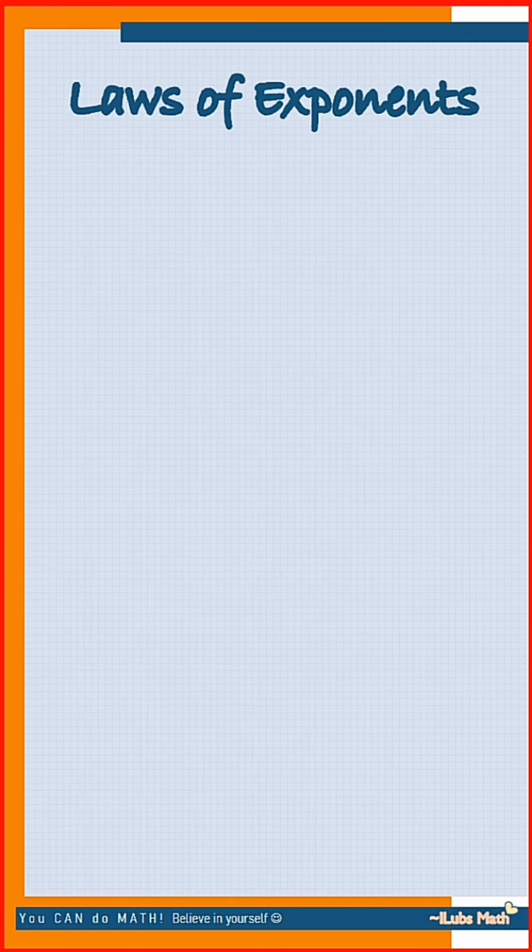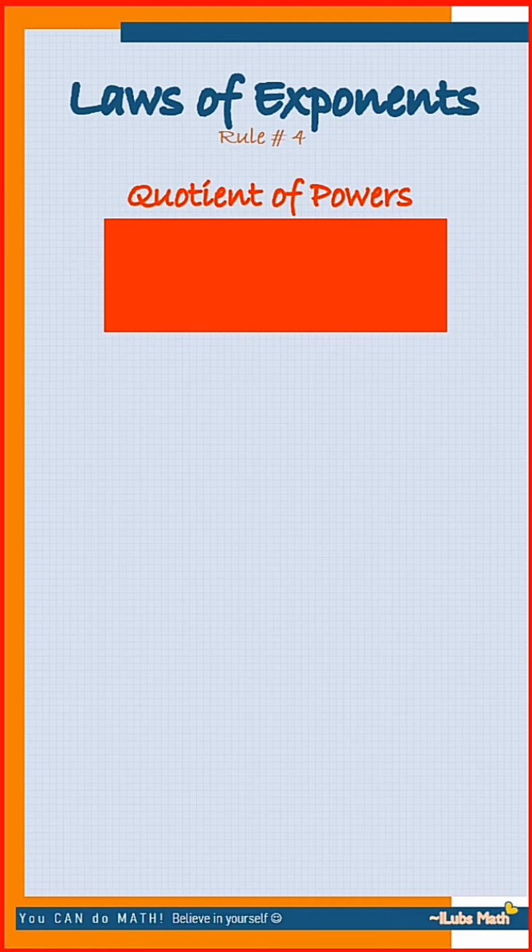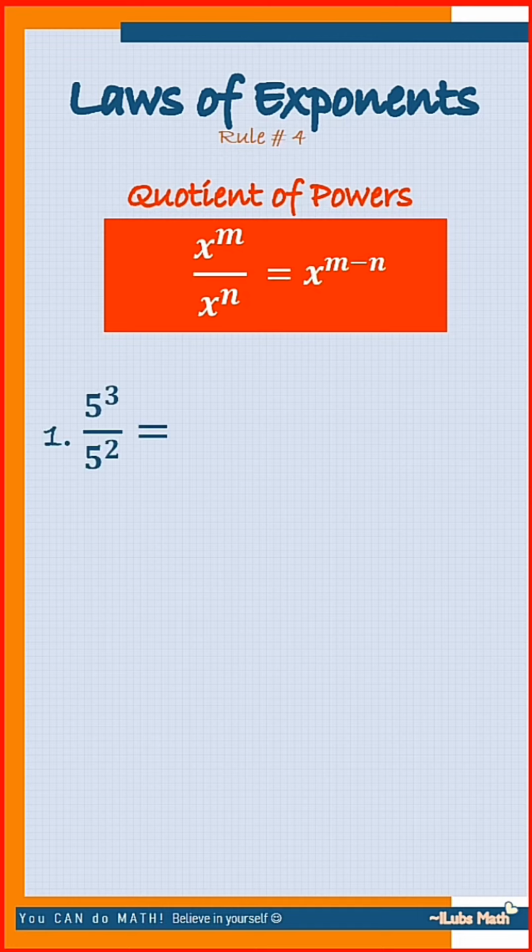Laws of exponents, number 4. Quotient of powers. If we divide two expressions having the same base, we just copy the base and then subtract their powers or exponents. So 5 cubed divided by 5 squared will just be 5 to the power of 3 minus 2, which is just equal to 5 to the power of 1. And this is equal to 5.